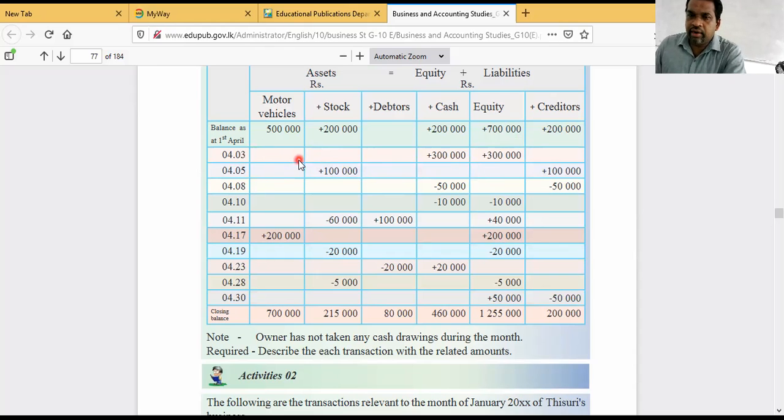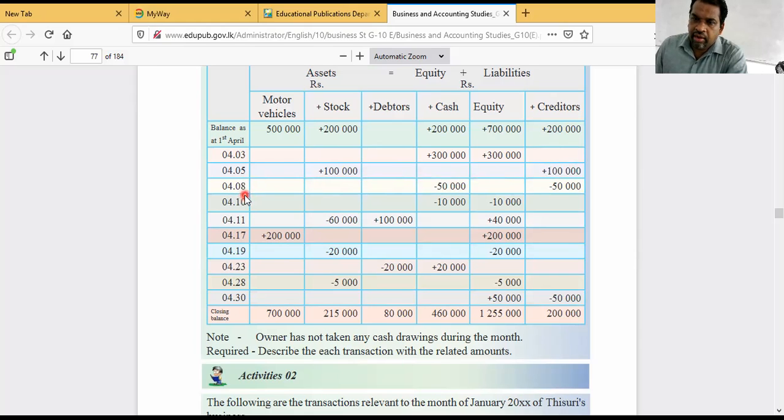Second transaction occurred 5th April. They have put plus 100,000 under stock, plus 100,000 under creditors. Therefore, we can say the business has purchased goods worth 100,000 rupees on credit. That's why at the time of purchasing, they haven't paid money. That's why they have put 100,000 under creditors. That means instead of paying, they have created another liability called creditors.